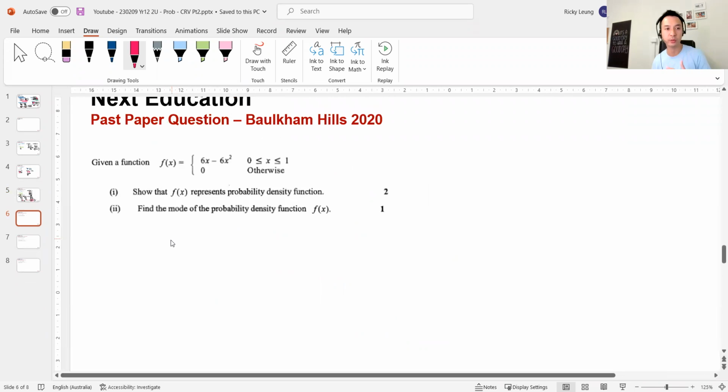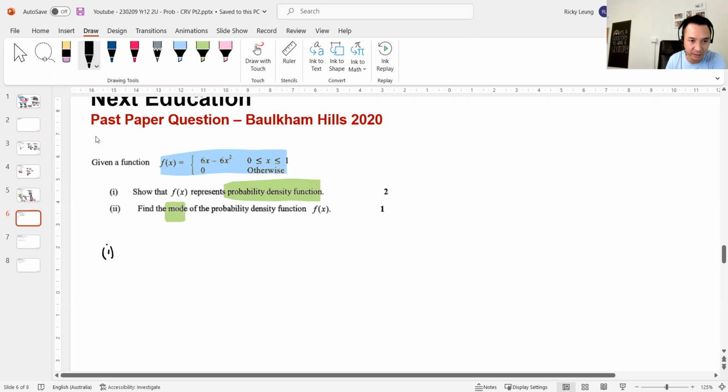Mode, just to show you the full breadth of questions. Maybe I'll let this be the last question. I think you get the point. Hopefully that's some good revision for you. This one here, I don't think it's that hard, but we'll see. Now this one here, they give you a function and they say show that it's a PDF. So I need to show that if I integrate that with the limits of 0 to 1, it equals 1. Pretty easy. And then find the mode.